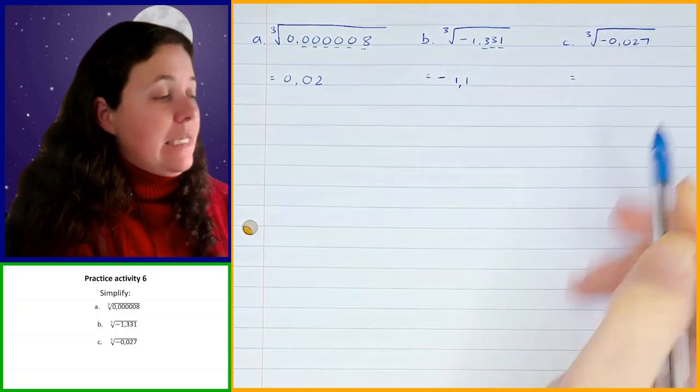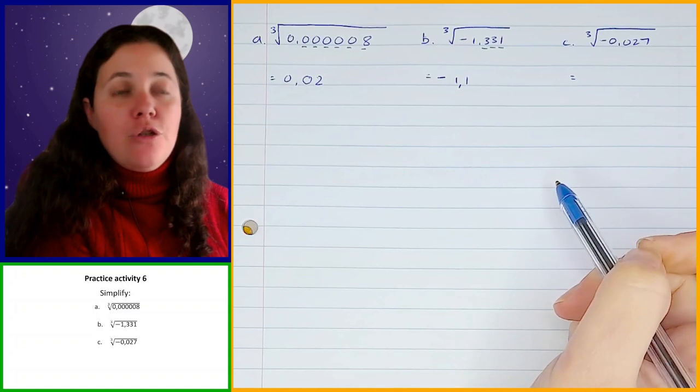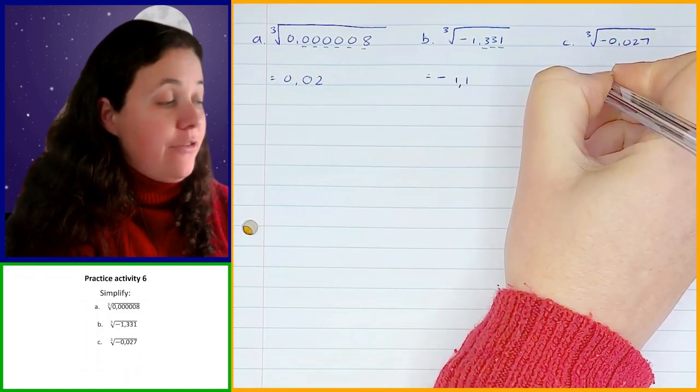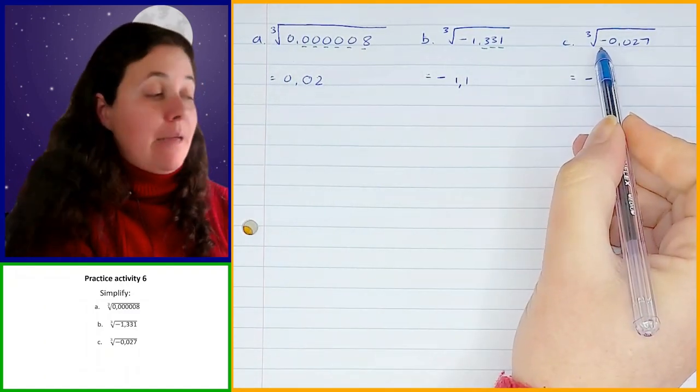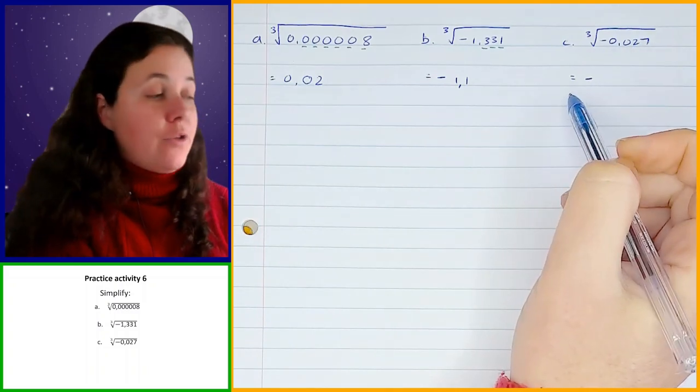And then question C, I had negative 0.027. Again, my answer is going to be negative, because if I'm starting with a negative that I'm cube rooting, I have to have a negative cube root.